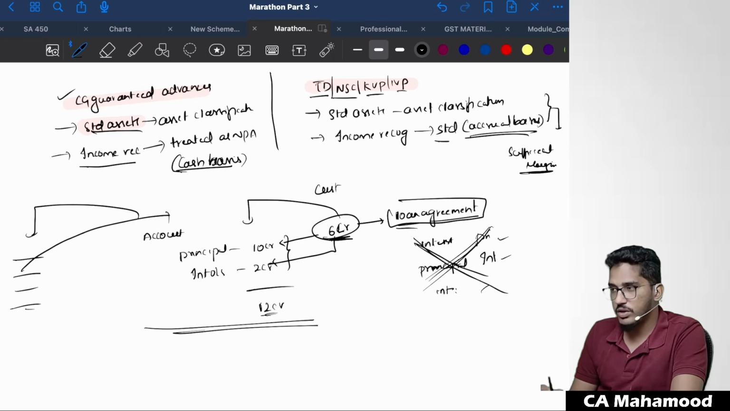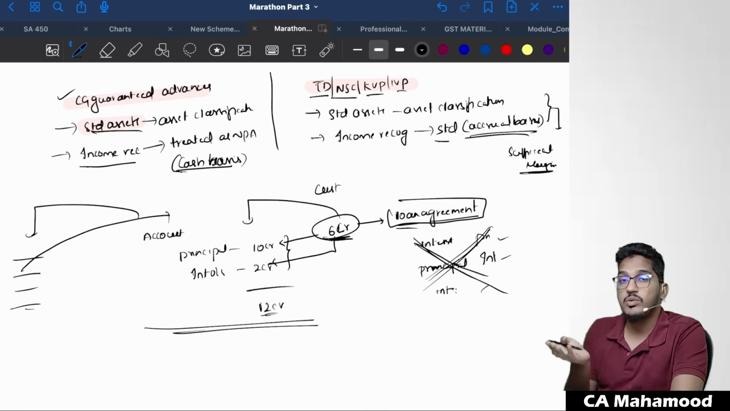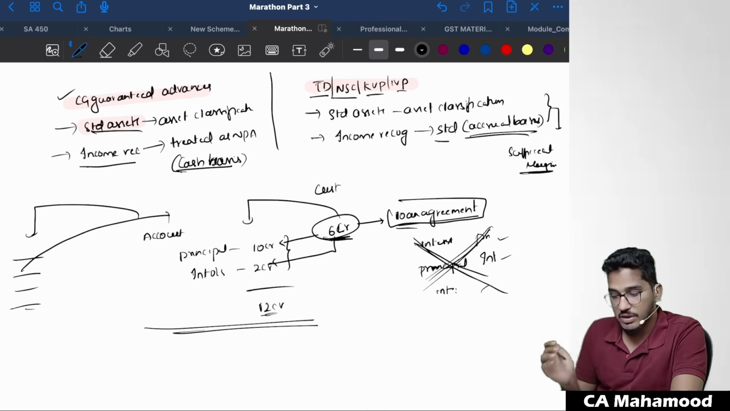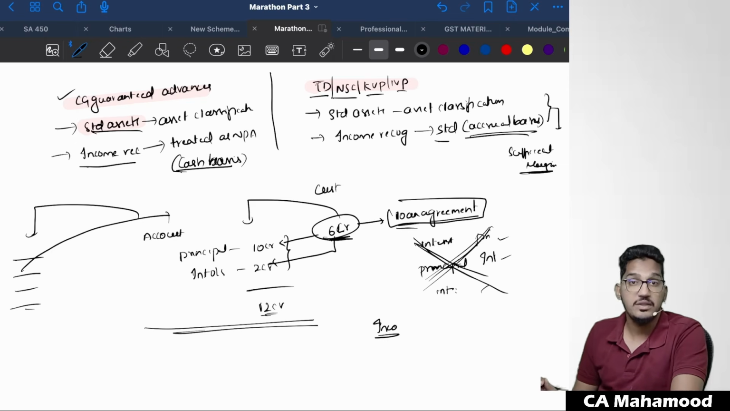Sir, why is it important if you have made a partial recovery? Why is it important to know whether it is recovery of principal or interest? It is important because if you treat it as recovery of interest now, previously you would have reversed it or stopped accruing it. But since now you have received it, in the statement of P&L you have to recognize this interest income.